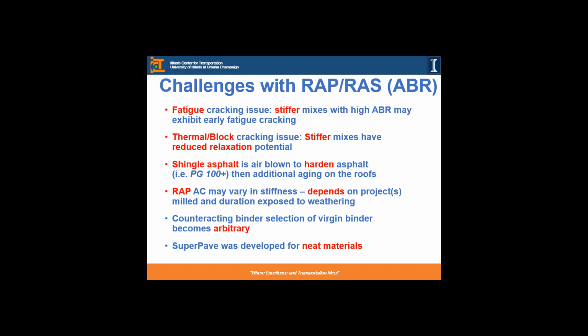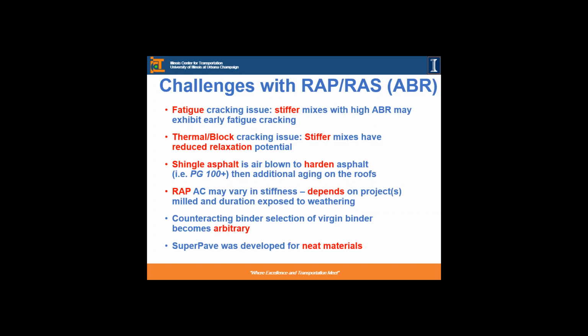And recycled shingle asphalt is a particularly difficult product to work with, because the original binder used in it is not something that we normally use as a binder in our Superpave system. Their high temperature grades can be more than 100, and then there is further aging on the roofs. RAP is relatively less stiff than the RAS material, but it may also vary in stiffness, depending on the project, melt, duration, and exposure to weathering. So we may also be dealing with some variability from RAP to RAP used in different projects.